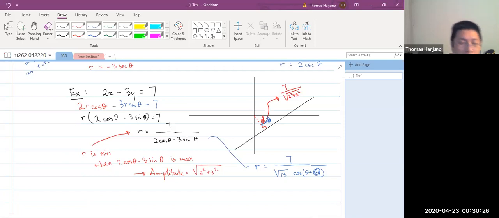But for you to learn that one, you need to take another class, trigonometry. I'm not teaching that here, okay. It's just that once we rewrite it into a polar equation, we can use that equation to find the distance from the origin to that line just by using this formula.